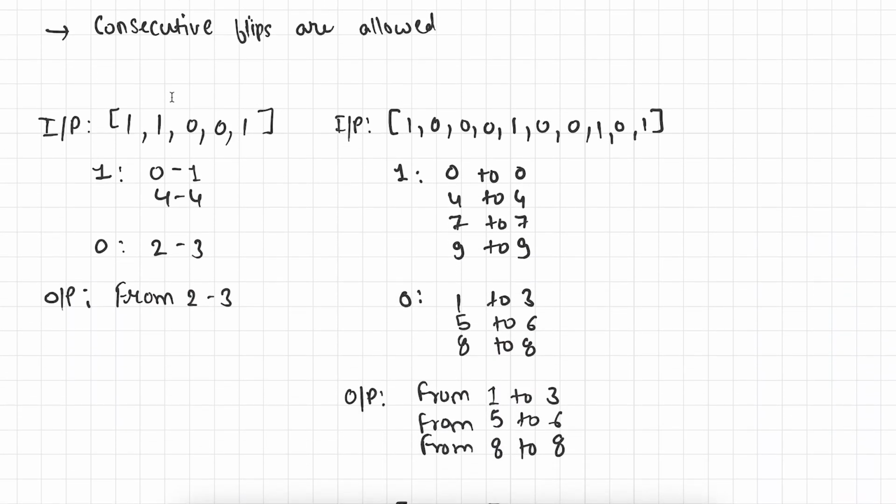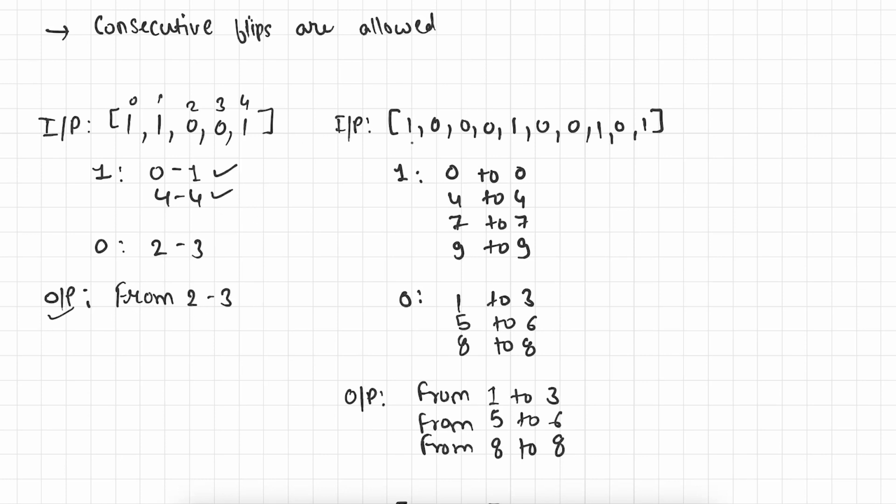Here you can see the array is given as 1 1 0 0 1. So here we have two options. Either we flip all the ones, and if we flip all the ones, we have to flip ones from 0 to 1 and 4 to 4. It means the 4 index and the 0 to 1 index. And if we flip zeros, then we only have to flip zeros from the 2nd index to the 3rd index. And the minimum of both is 2 to 3. So the output of this input is going to be 2 to 3.